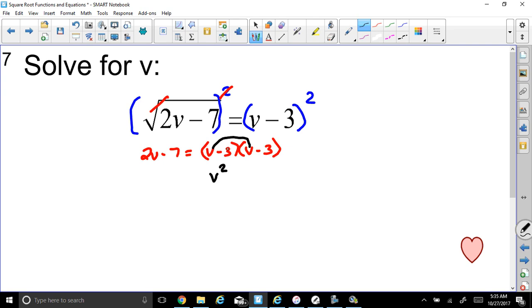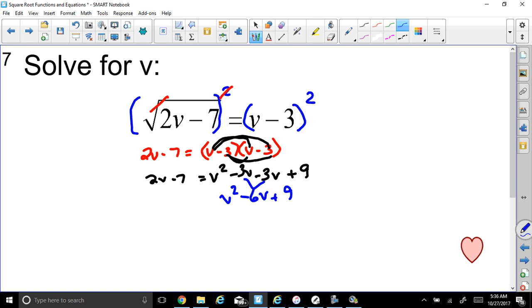Our outer, FO, that'll give us negative 3v. Our inner, that'll give us another negative 3v. And our last, that'll give us positive 9 on the right side. And this is equal to 2v minus 7. Remember, in FOIL, your inner and outer terms can be combined. That'll give you negative 6v. And we got v squared plus 9 on this side. And we got 2v minus 7 on that side.